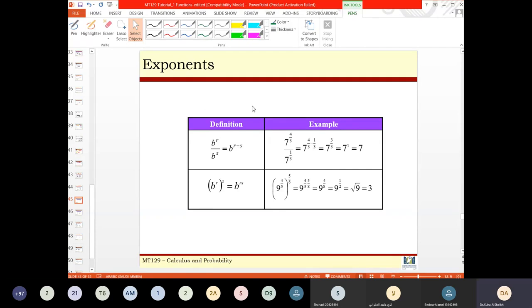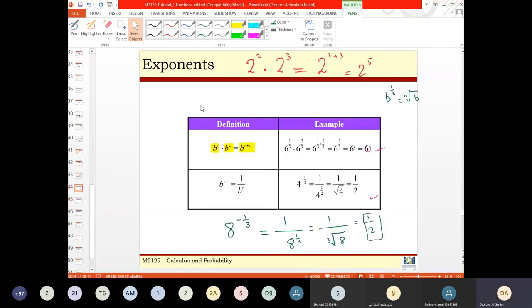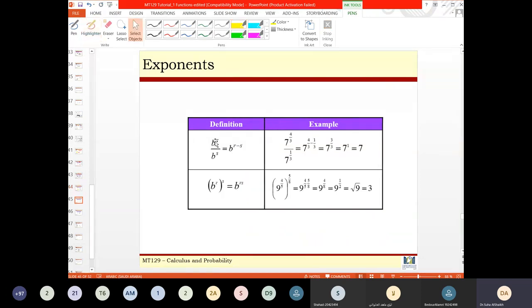Now, whenever I have a multiplication, we talked about negative powers. Now we will talk about whenever we have a division. I'm dividing two numbers, same base, different power. In this case, this is b to the power r minus s. Example, I have 2 to the power 5 divided by 2 to the power 3.